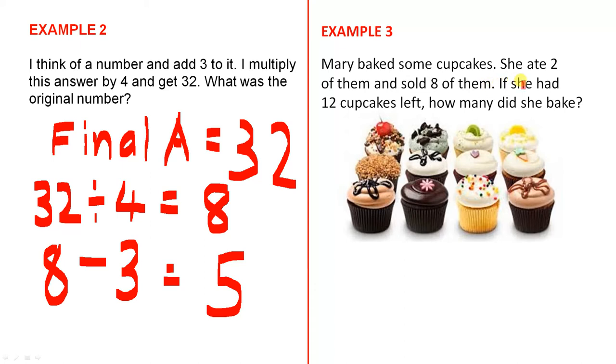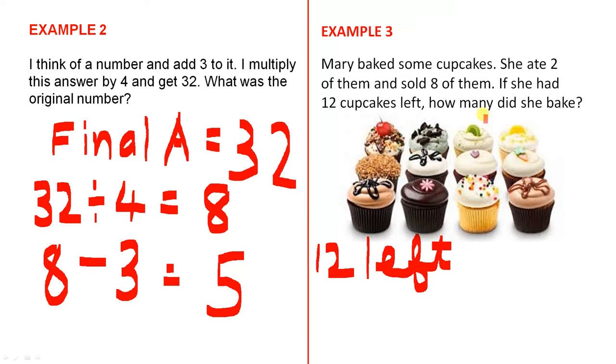Mary baked some cupcakes. She ate 2 of them and sold 8 of them. If she had 12 cupcakes left, how many did she bake? Okay, so she had 12 left, and you can see them up there. Let's see if we can do some running writing. Oh, that's pretty good.